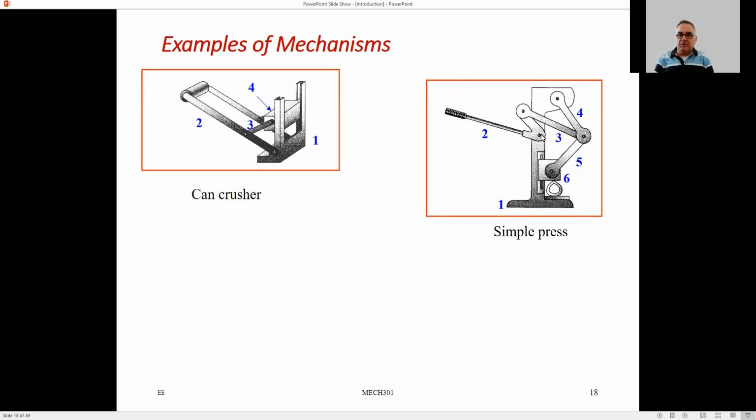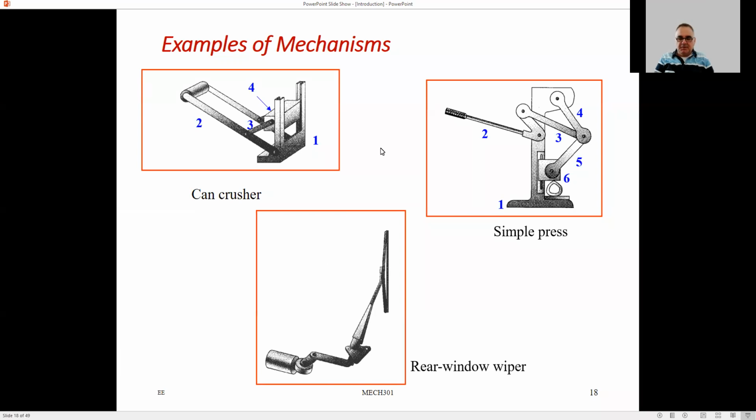The rest of the links are the other links. For example, this is the second link, third link, fourth link, fifth, and the sixth one is again a piston that presses. It crushes something. I don't know what, but this is a commonly used manual press, for example. This is used in machinery.